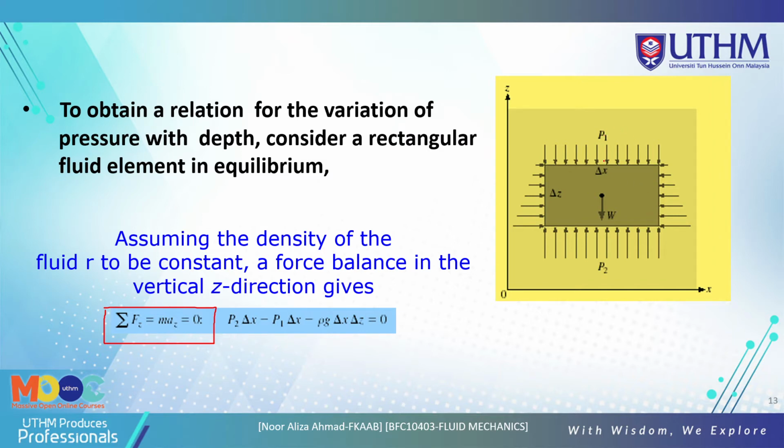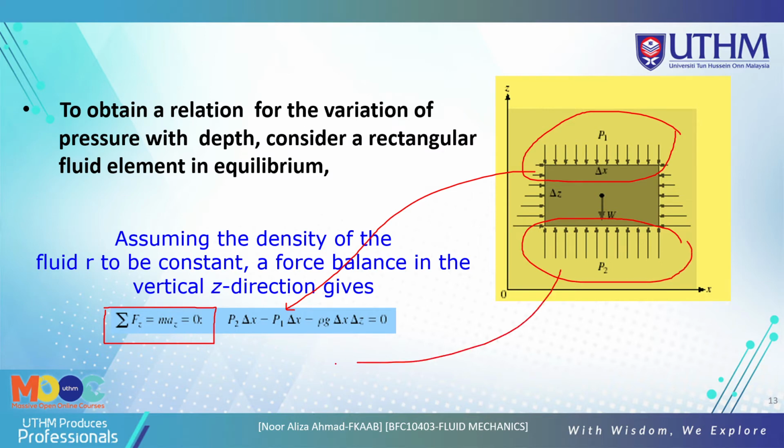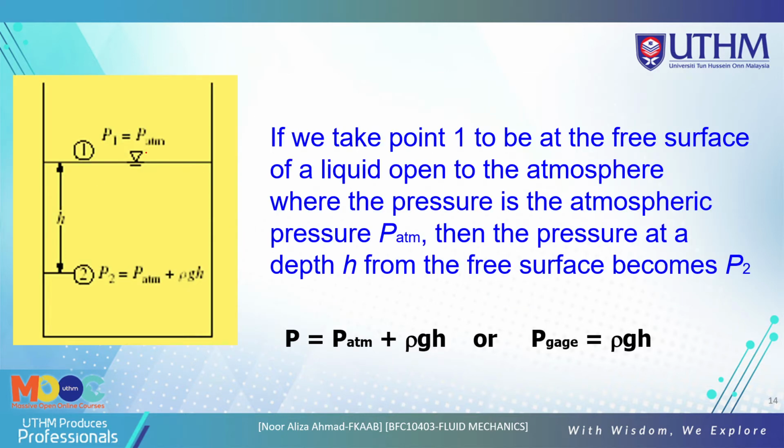The pressure 1 times delta x, so we get this equation. Pressure 2 times delta x, so we get this equation. And this for the rectangular fluid element, so we get this equation. This is based on the force balance for this rectangular fluid element in equilibrium. So now we look at this point here.